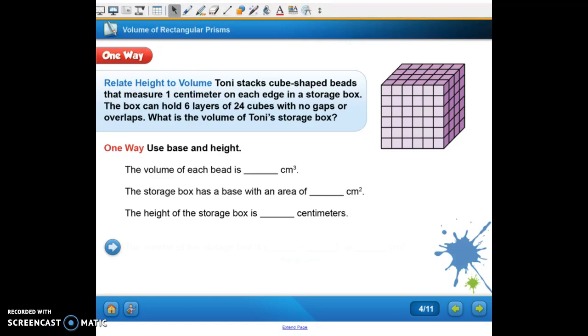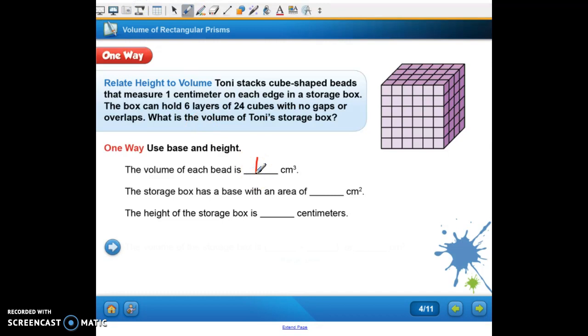Well, it says, one way, use the base and height. The volume of each bead is what? What does it say? Cube-shaped beads that are 1 centimeter on each edge. So 1 centimeter by 1 centimeter by 1 centimeter. 1 times 1 times 1 is always 1.